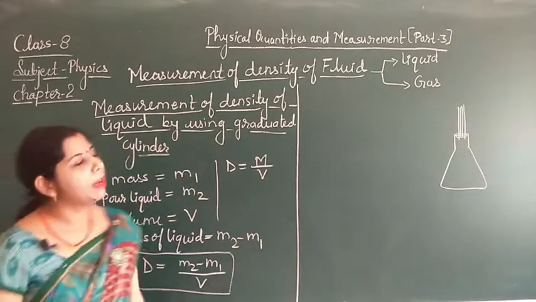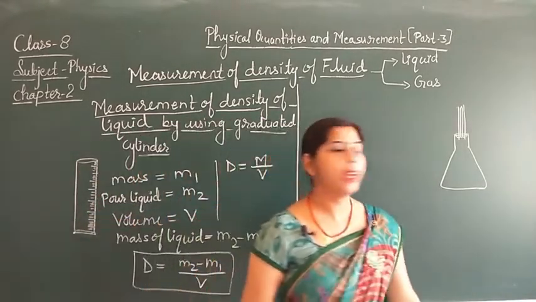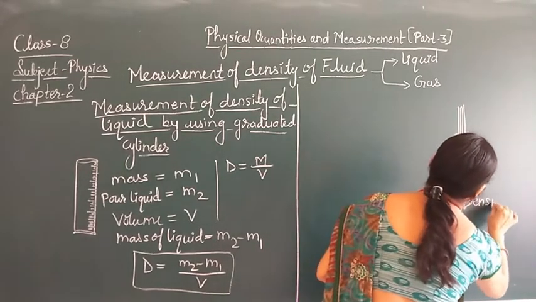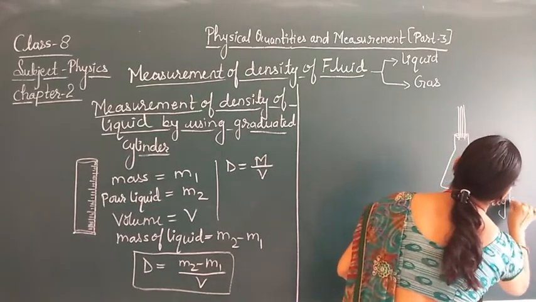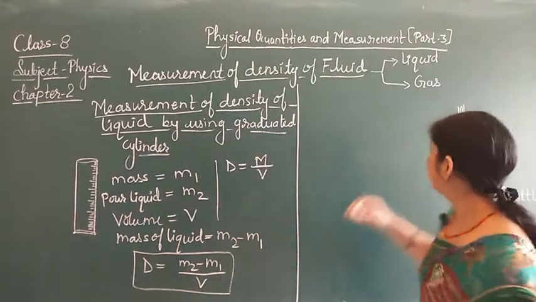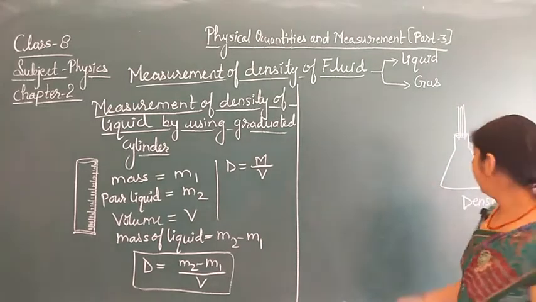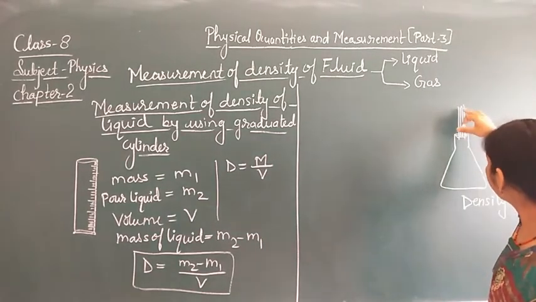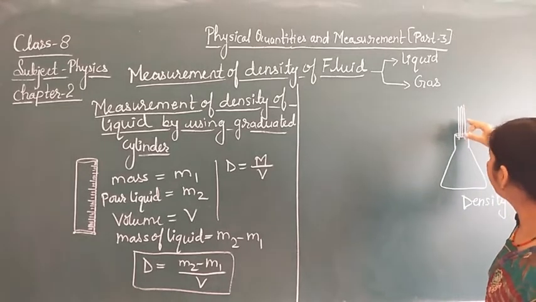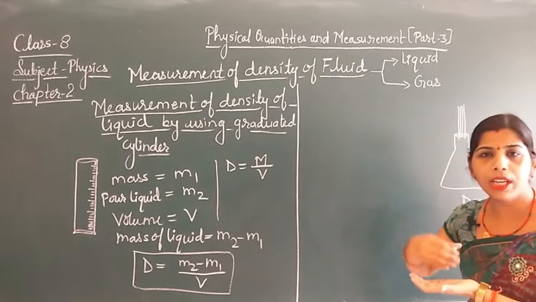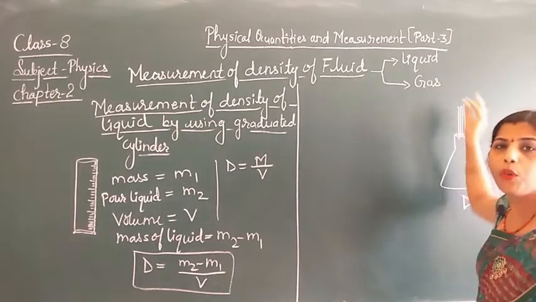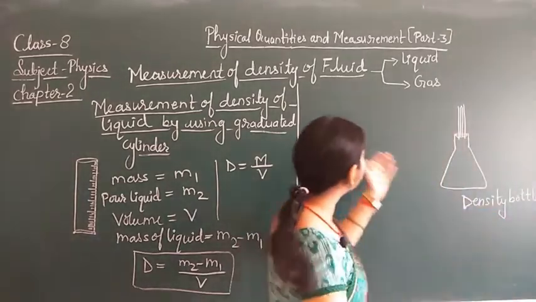Now we can also measure the density of liquid by using the density bottle. This is the density bottle. This is a glass bottle, on which a cap stopper is there with a fine hole. This fine hole is for when we pour the liquid, the excess liquid will rise up in this tube and overflow. So how will we measure it?